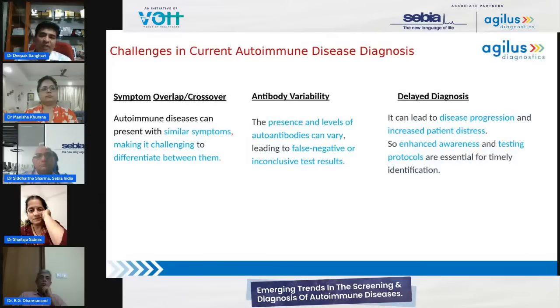And that is what we are going to learn in today's presentation. Definitely, many patients come with a delayed diagnosis, and hence the disease progresses to a higher level. We all have to make people aware of autoimmune disorders for early diagnosis so that patients can be treated early. Next slide.